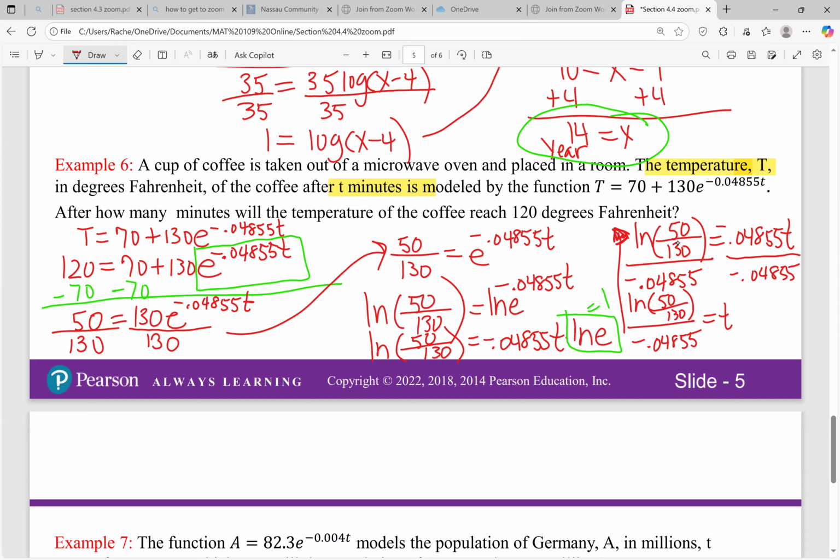And since this is an application question, let's plug this in the calculator to get an approximate answer. Because remember, we're solving for time. If we were to leave our answer like this, it looks weird, right? Because how do we interpret that as time? So let's plug it into the calculator. So let me share my screen.